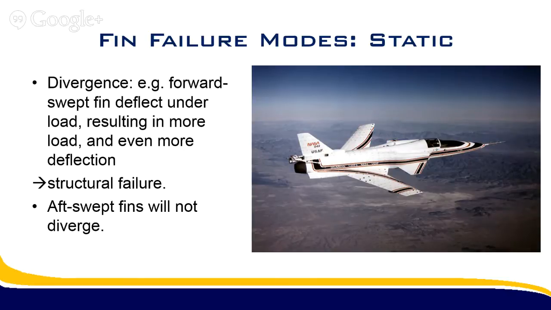or bending, or being in any direction other than just kind of flat and straight. And that actually causes an increase in the aerodynamic load, which causes more bending and more flexing. And eventually this leads to structural failure. If you sweep your fins aftward, so backwards instead of forwards, divergence isn't really an issue. And that's kind of why you see aircraft with aft swept fins rather than forward swept fins.